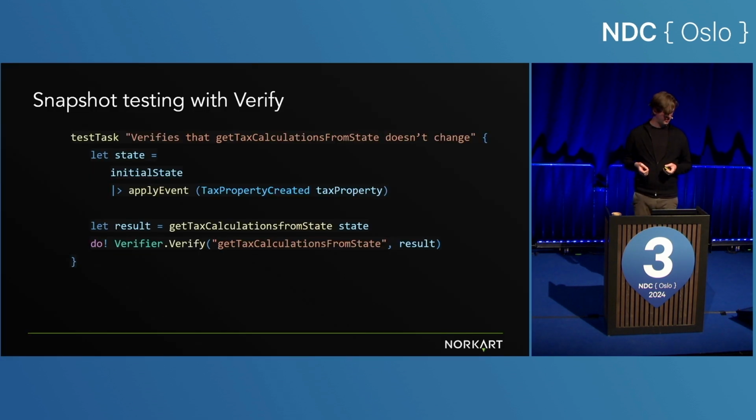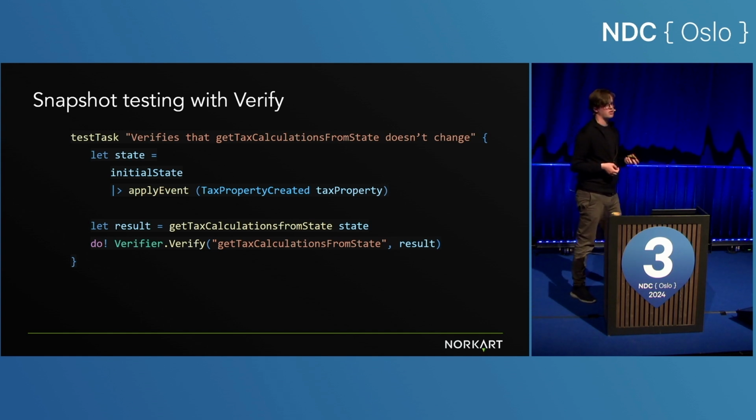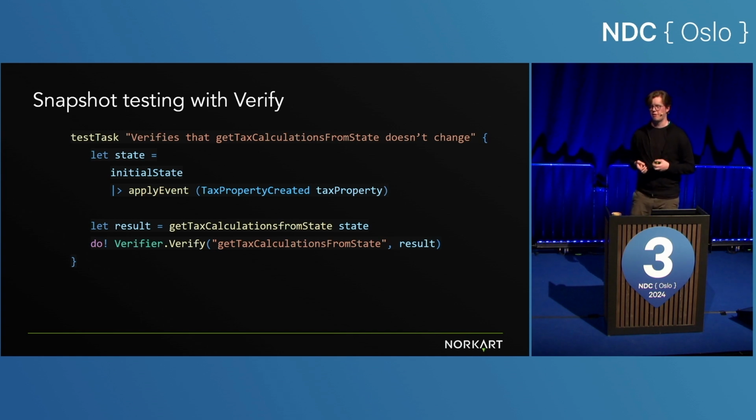We stumbled upon a gem called Verify that makes this a lot easier for us. I won't go too much into snapshot testing, but it is a way for us to have more precision and less noise in our code. So we can initialize a state, apply these events to it, do some calculations, and just serialize it to a file. The first time this fails, and you accept that this is the new normal, and after that, this code just checks: has it changed at all? And alerts you if you have changed anything.